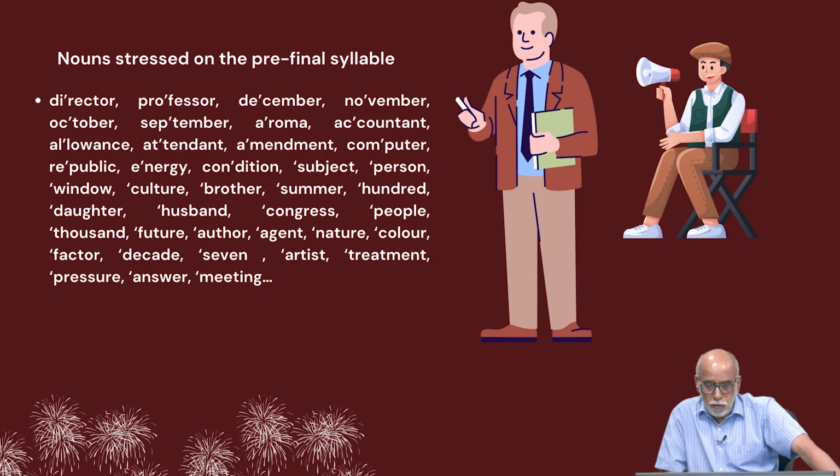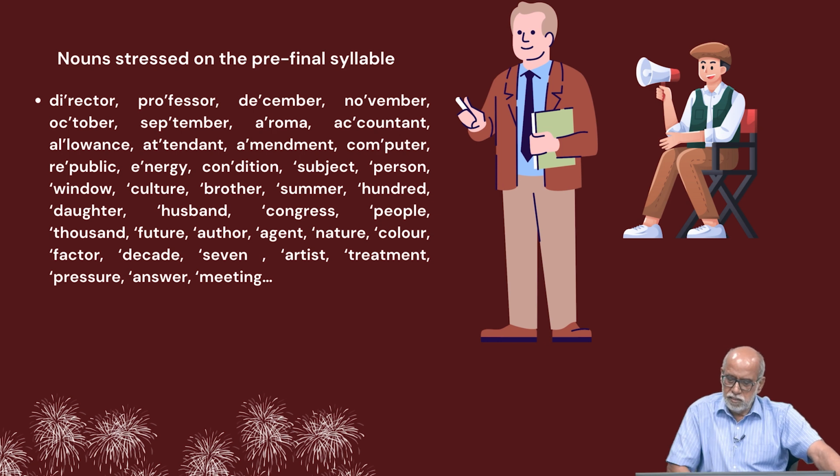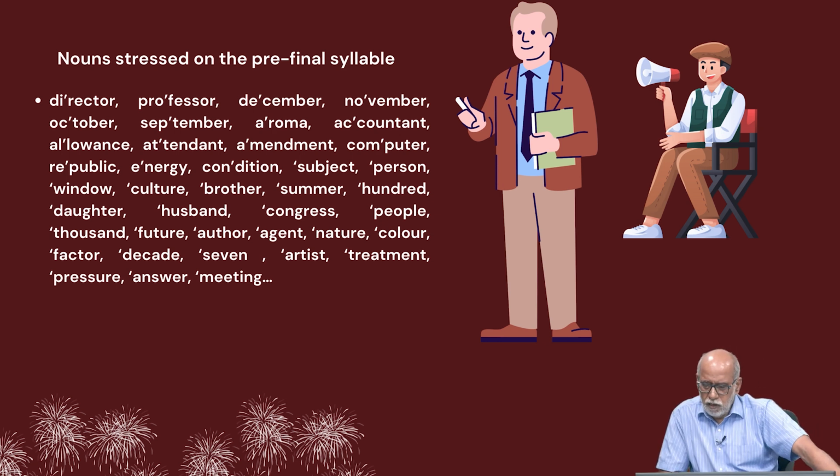But when it is a noun, I am interested in this subject, then the stress is on the initial syllable. Person, window, culture, brother, summer, hundred, daughter, husband, Congress, people, thousand, future, author, agent, nature, color, factor, decade, artist, treatment, pressure, answer, meeting, character.